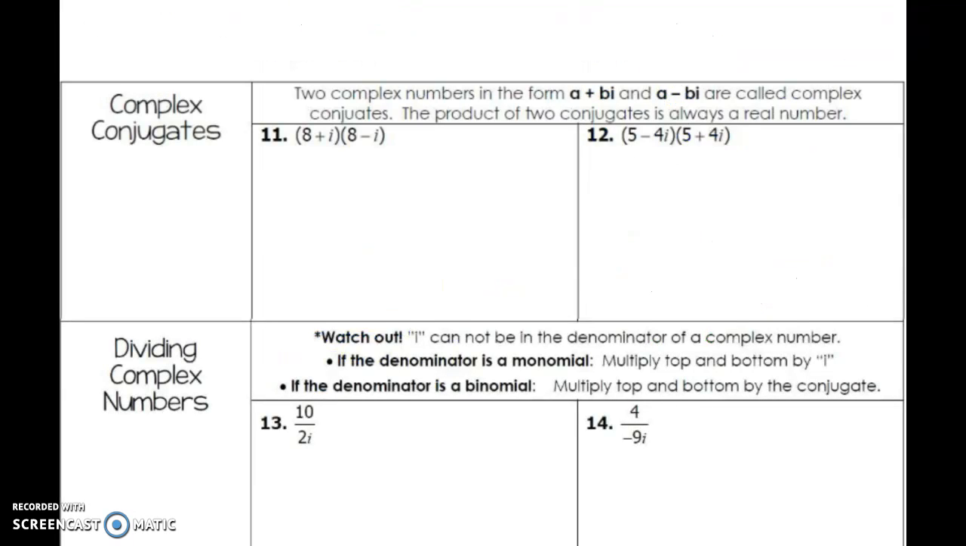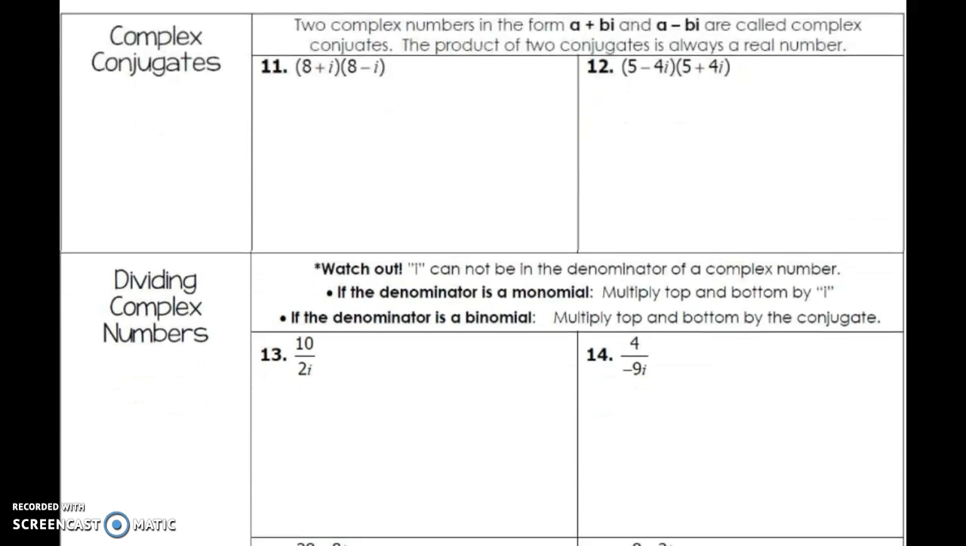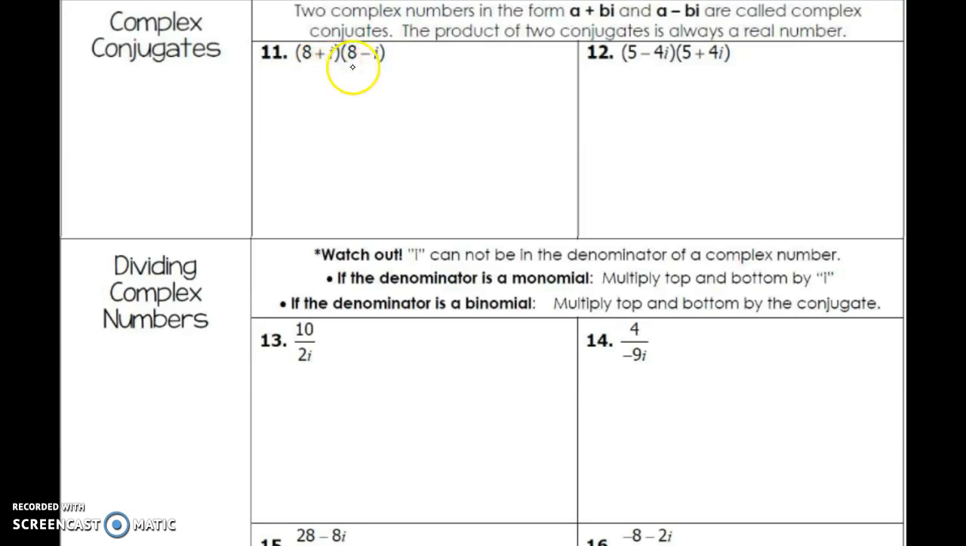All right, let's move on to the next page. So if you have two complex numbers that are the same thing except for the symbol in between them, one's a plus and one's a minus, those are called complex conjugates. So when you multiply two conjugates together, you're always going to get a real number. This is going to come in handy in a little bit on our problems.